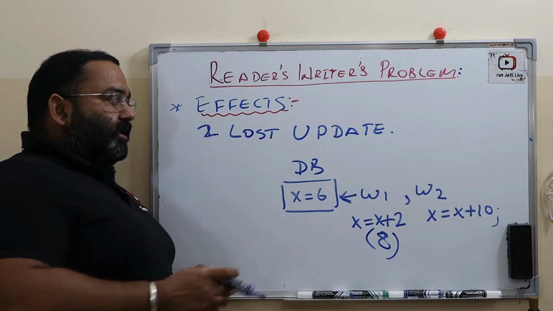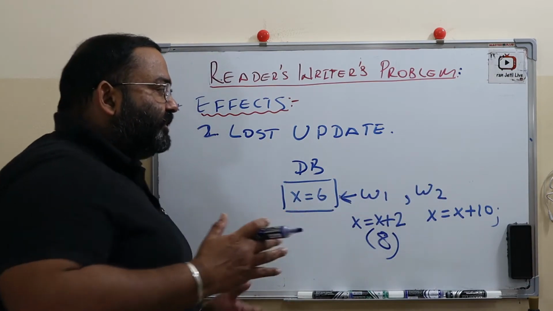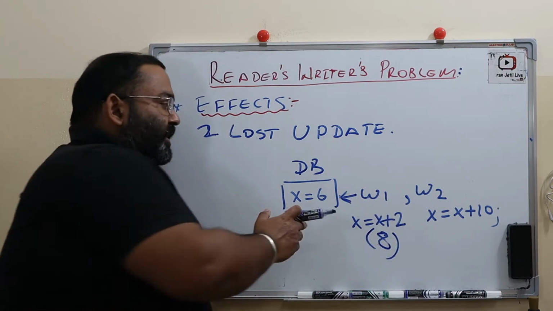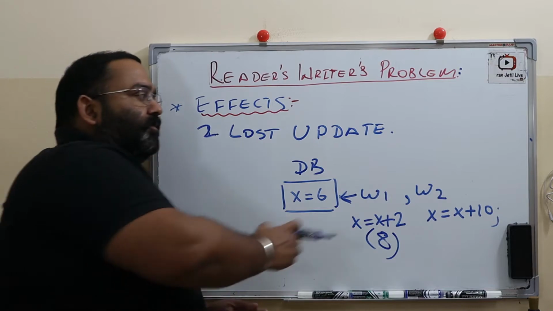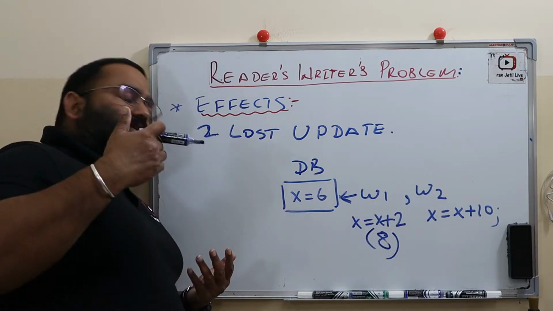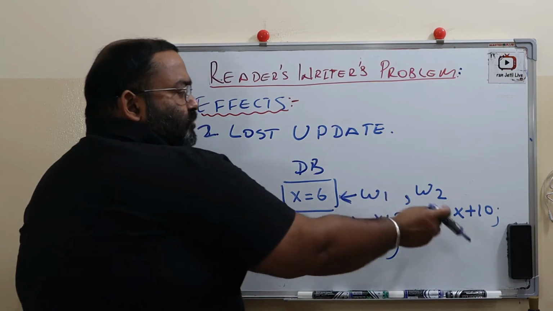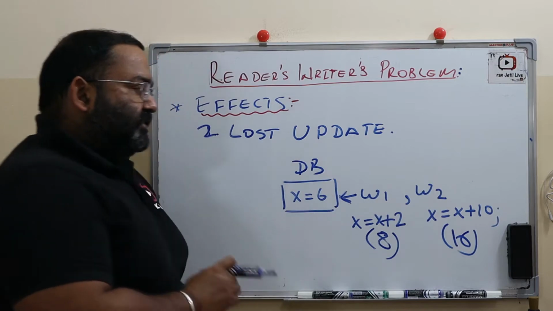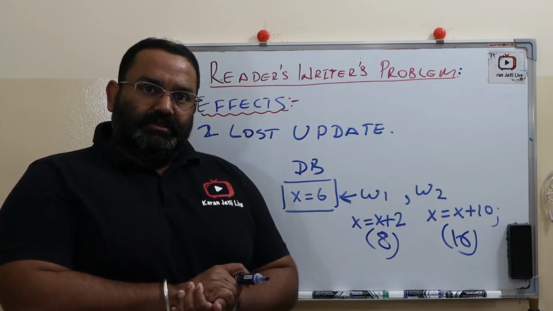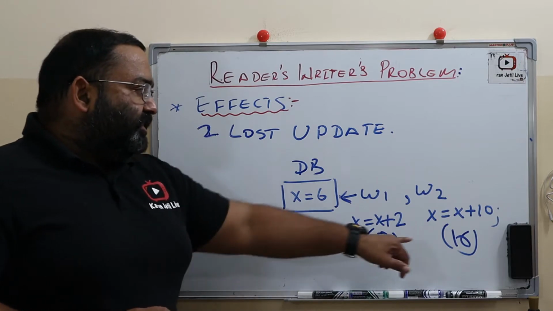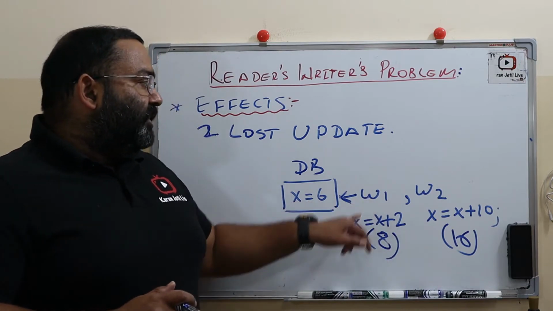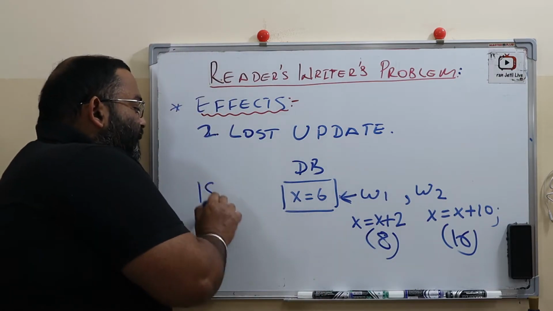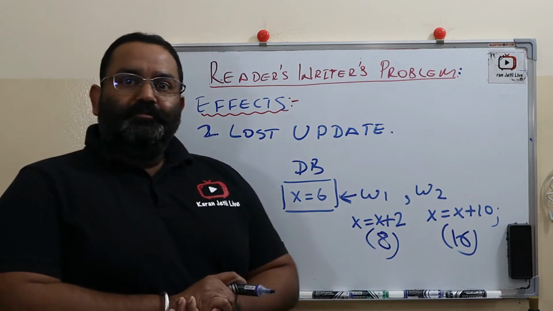Now guys, since both the threads are not synchronized, while W1 is trying to make X 8, the W2 thread executes successfully. So what does it get? It also gets 6. 6 plus 10, it makes it 16. Now what happens is that the update done by W1 is lost. Ideally, what should my value be? My value should be 18.